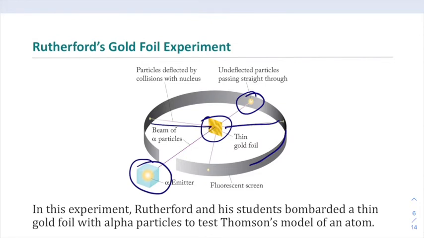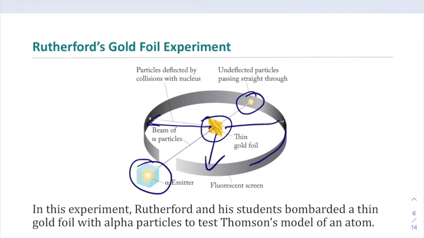But then this is what woke him and his graduate students up. I actually think there was an undergraduate working on this too. There were some of these that looked like they had bounced off of hitting something really solid. And in fact, the title of this section in your book is When Projectiles Bounced Off Tissue Paper, the Rutherford Model of the Atomic Structure.